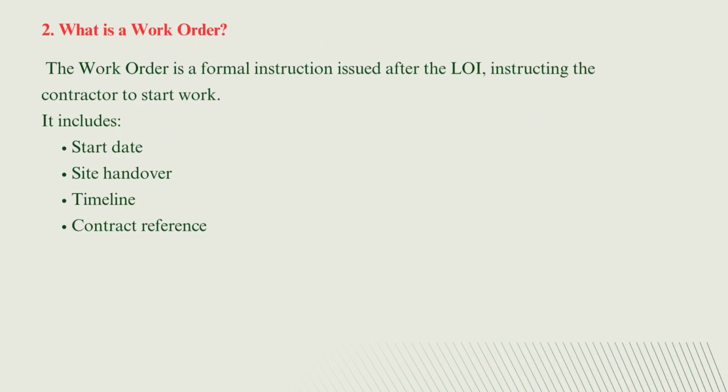Next question, what is a work order? The work order is a formal instruction issued after the LOI, that is letter of intent, instructing the contractor to start work, and it includes start date, site handover, timeline and contract reference.